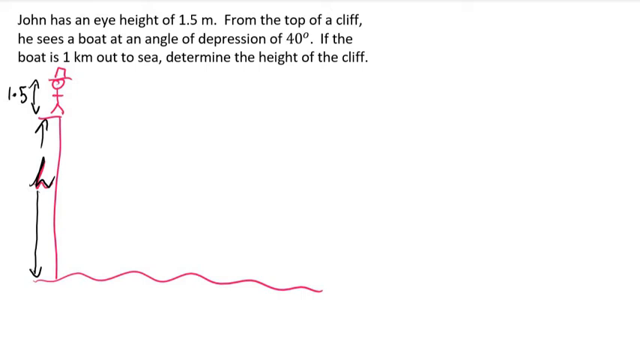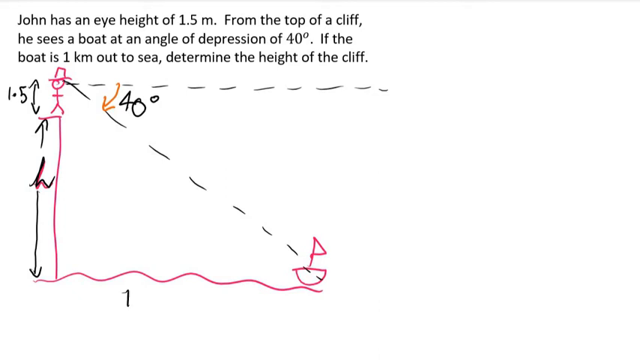The angle of depression. So John is looking straight ahead. There is a boat here. He looks and he sees the boat, and he has to turn his head through 40 degrees down in order to see the boat, which he knows is 1 kilometre out to sea. One thing you have to be very careful of is that that is in metres and that is in kilometres. So we actually need to label this as 1,000, or John's eye height, divide that by 1,000 to convert it to kilometres.